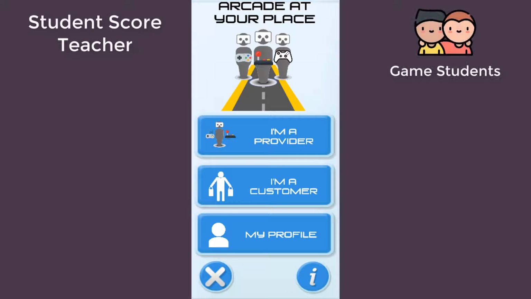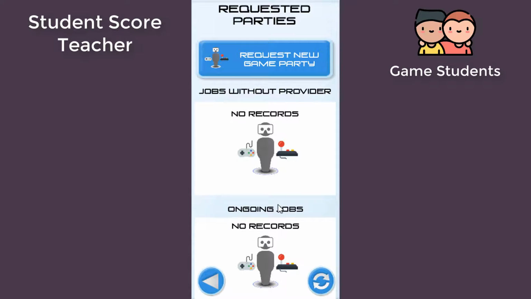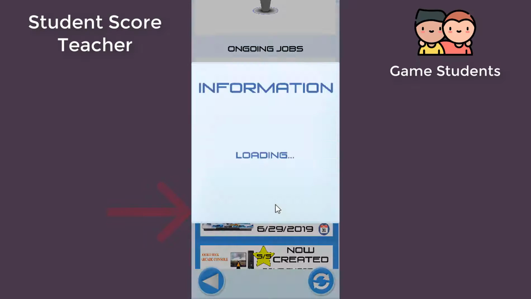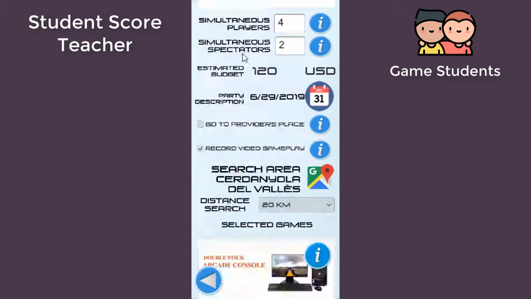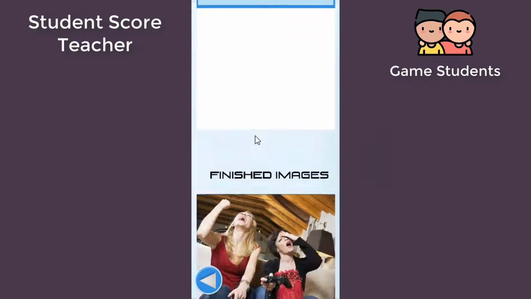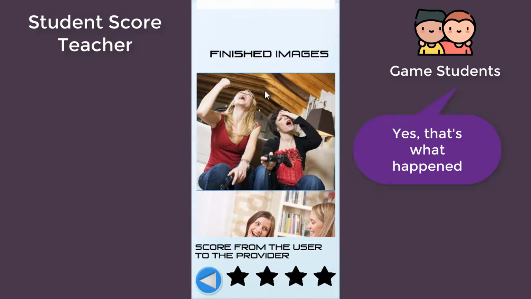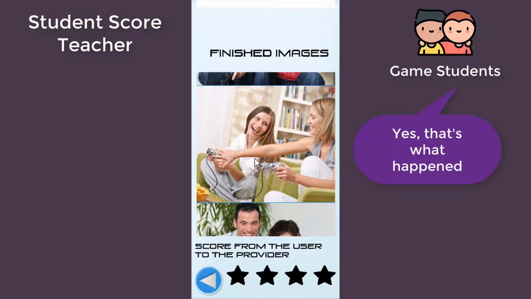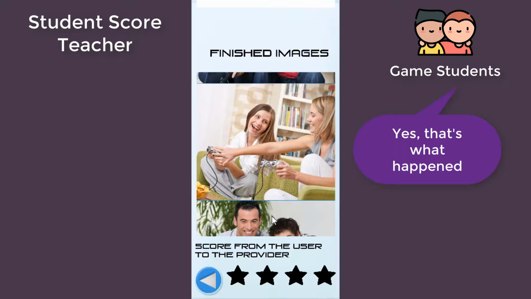The final action the students have to do to complete the deal is to score the service provided by the game teacher. To do that, they will select their request in the section of finished jobs, and they will scroll down to the bottom of the page. After reviewing that the pictures uploaded by the teacher are the right ones, they will have a score system that will allow them to rate the service.